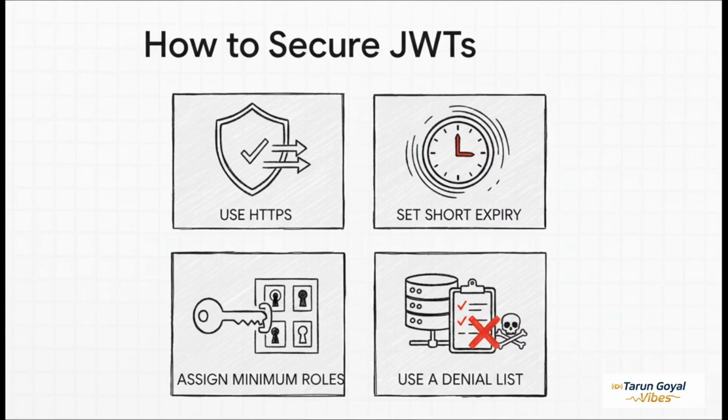Rule number 1. Always use HTTPS. This encrypts the connection so no one can steal the token in transit. Rule 2. Set very short expiration times. I'm talking like 15 minutes. That way, a stolen key becomes a useless piece of junk really fast. And finally, rule number 3, only give the token the absolute minimum permissions it needs to do its job. That way, even if it is stolen, the thief can't do that much damage.